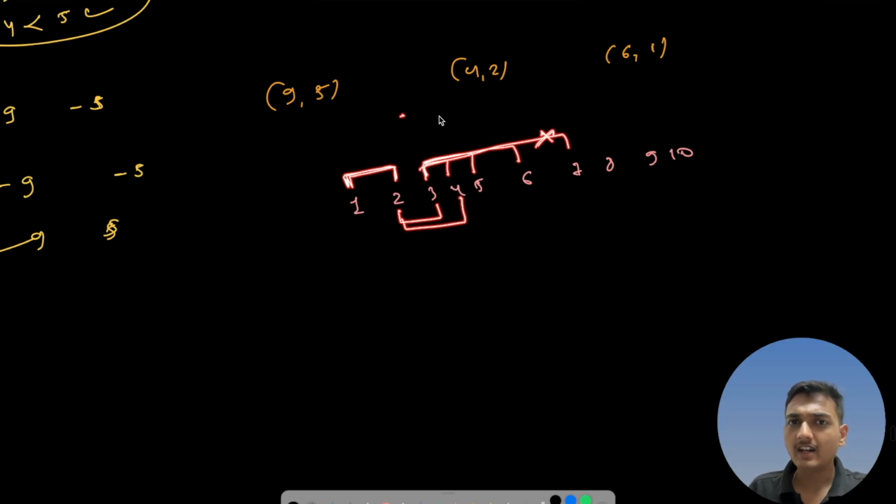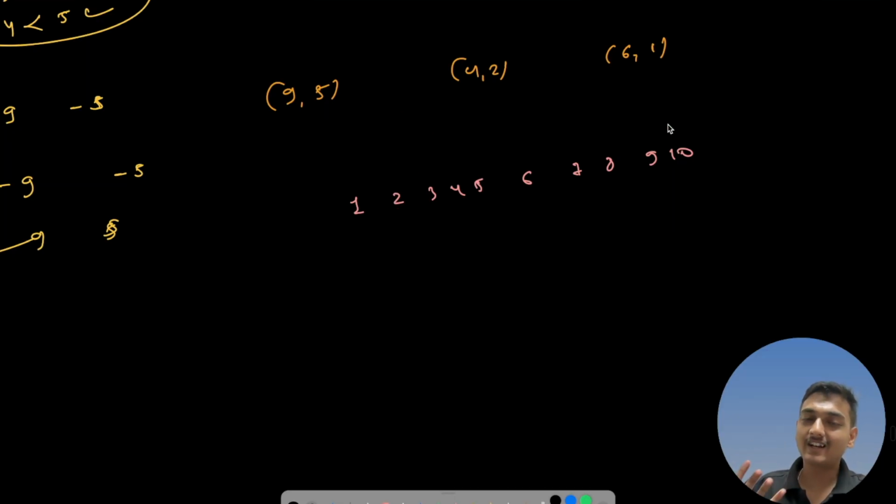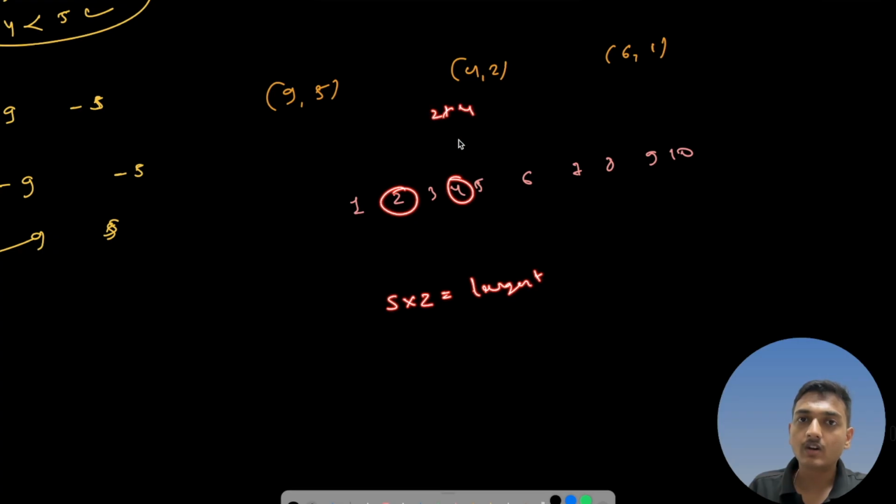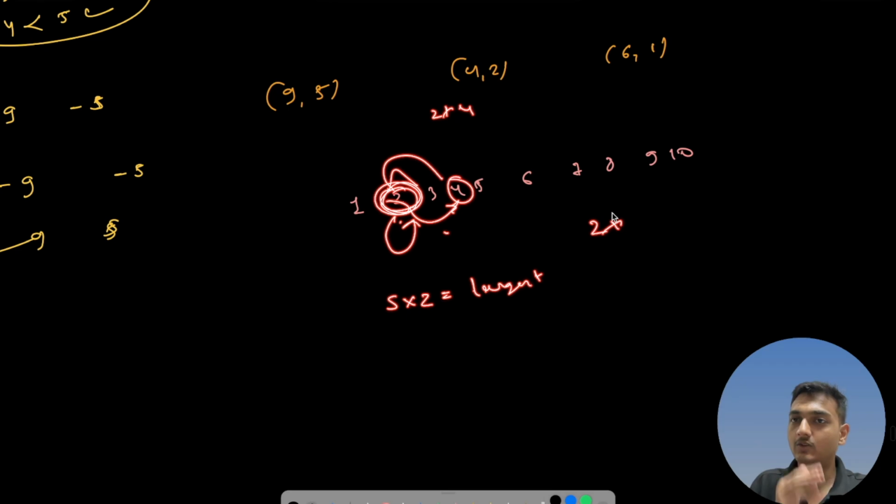Let's check for 4 as well. 4 5 working, 4 6 working, 4 7 working, 4 8 working, but 4 9 not working. Can I deduce something from this? My observation is, whatever the smaller number is, the largest number it can take up is that number into 2. So 2 into 2 is 4. 2 comma 3 was working, 2 comma 4 was working, and 2 comma 2 itself was working. So from that number to double of it.